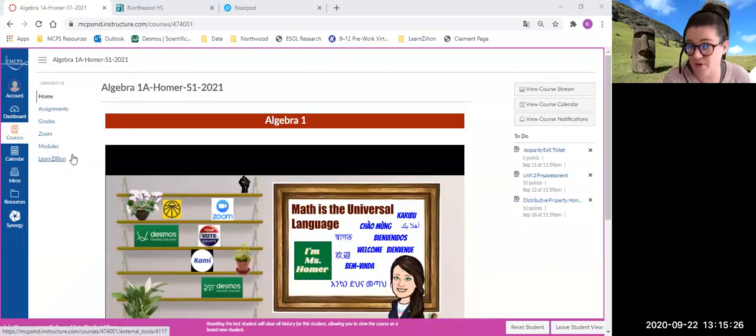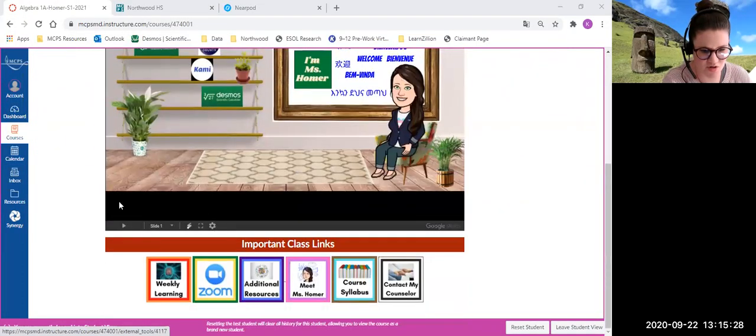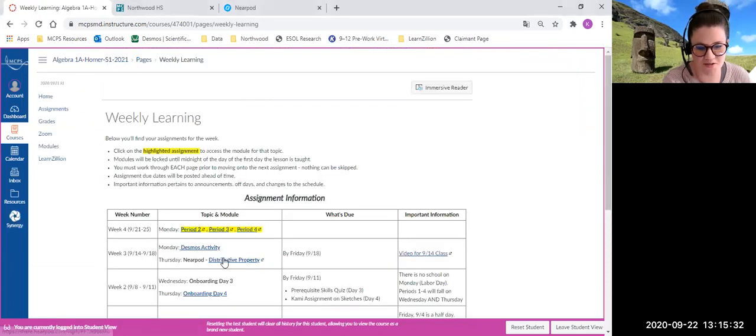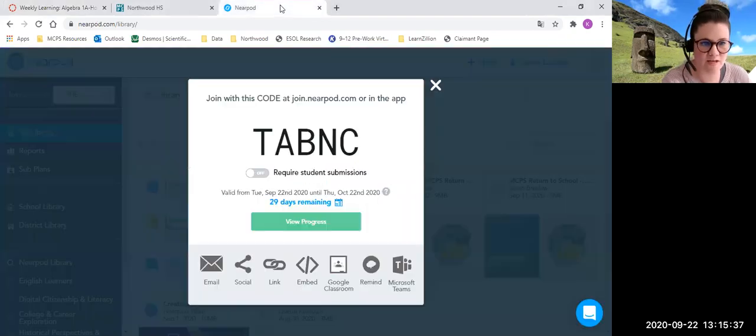So I'm going to show you our home screen where you can find this. But you, again, can just type it in as we are. If I click on my weekly learning, this was our activity last week, the distributive property. Or you can go to joinnearpod.com, and the code is TABNC, and you can do it at your own pace, and then I will see that you have completed this work.